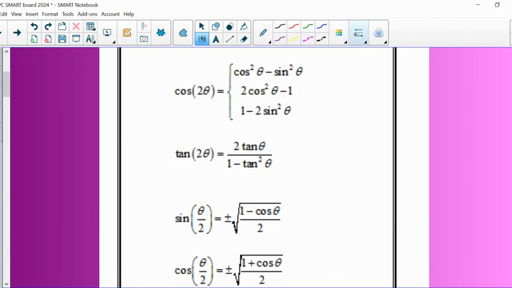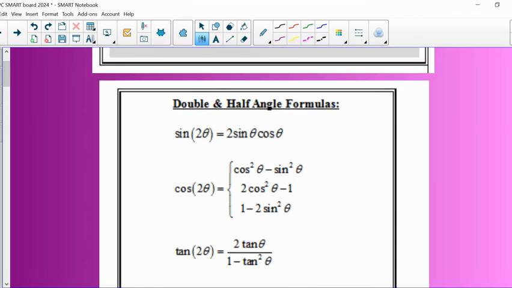Sine, cosine, and tangent. And actually, they're super easy to prove. They come from the sums. Think about sine of alpha plus beta, which we said is sine alpha cosine beta plus sine beta cosine alpha. Well, if alpha and beta just happen to be the exact same angle, call that theta and theta, then it's sine of the first angle theta, cosine of the second angle theta, plus sine of the second angle theta, cosine of the first angle theta.